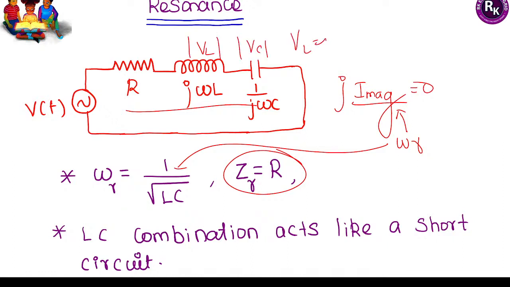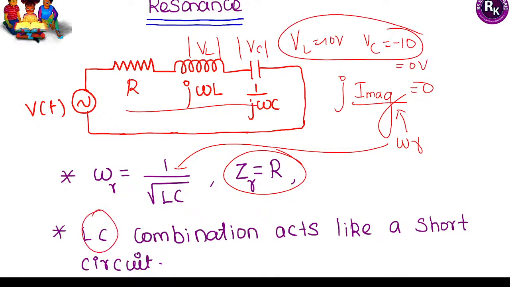If the inductor voltage is plus 10, then the capacitor voltage will be minus 10. So if you add these two, the net voltage will become 0. That's why, in a series RLC circuit, the combination of L and C voltages will act as a short circuit. The net voltage will become 0, no? 0 voltage means short circuit.